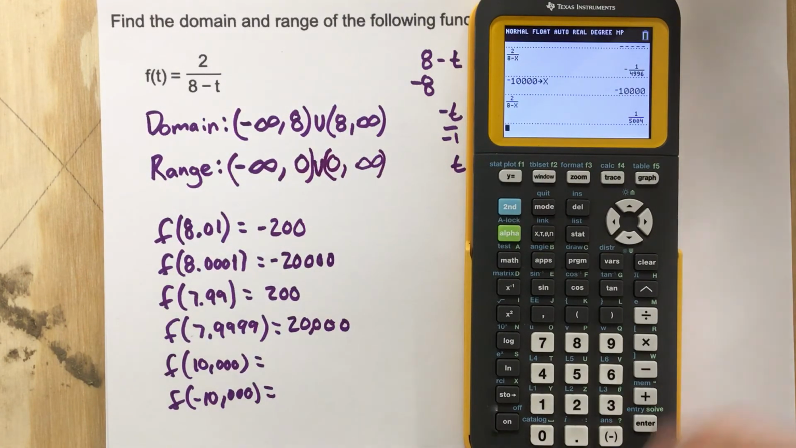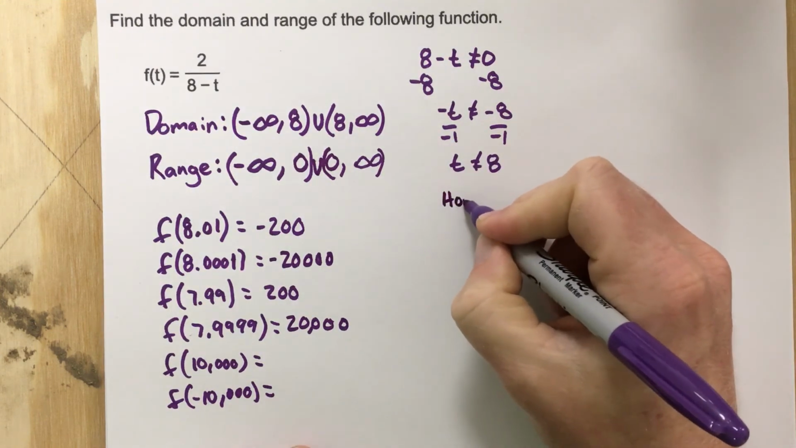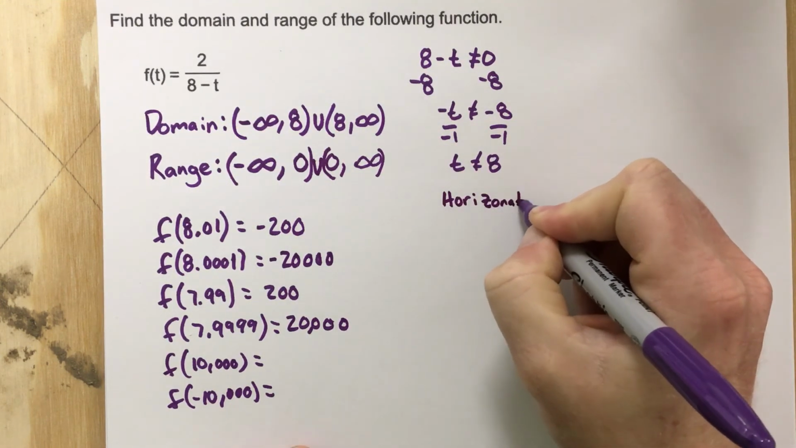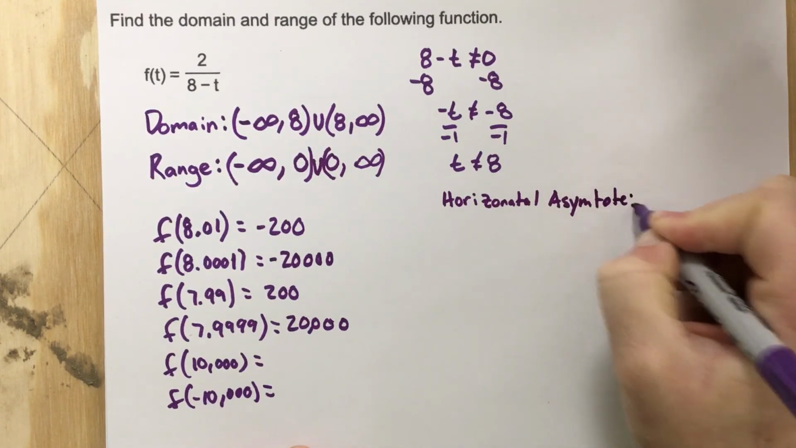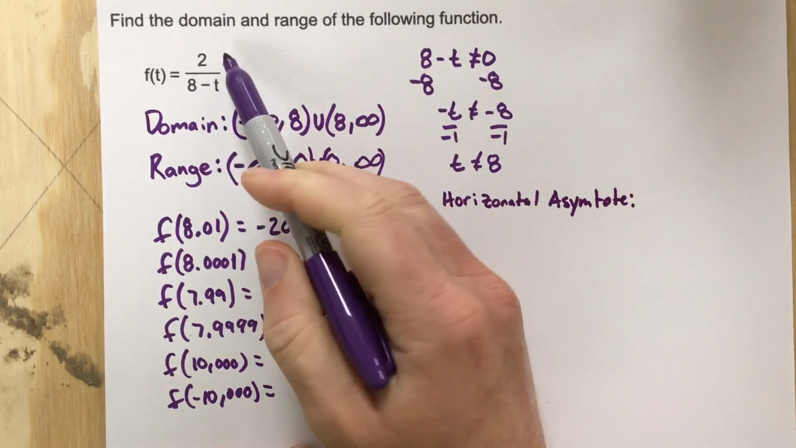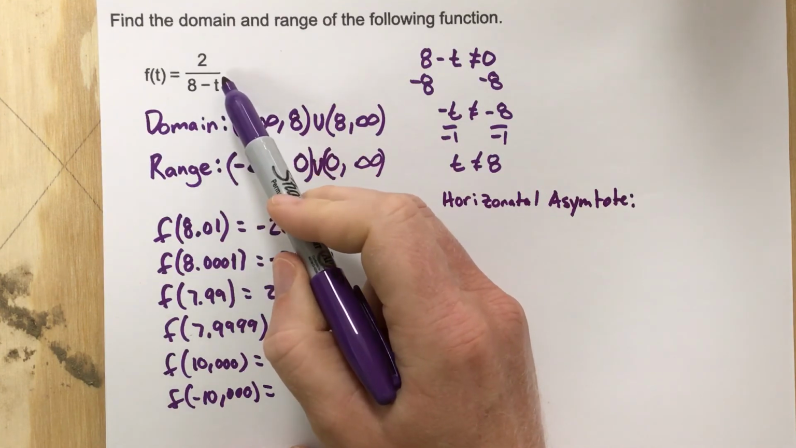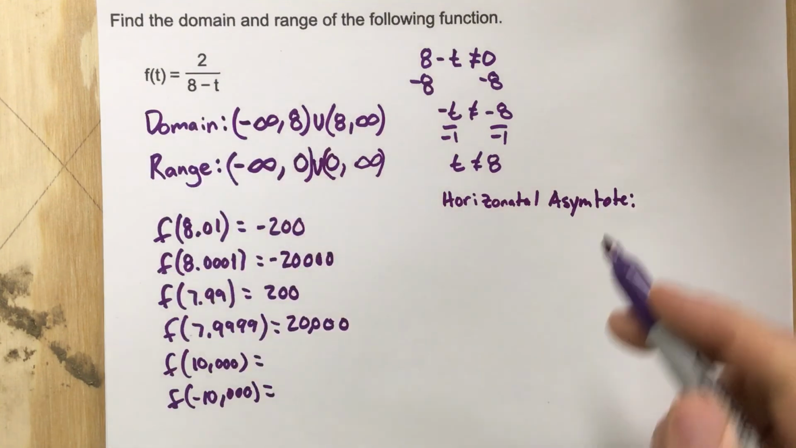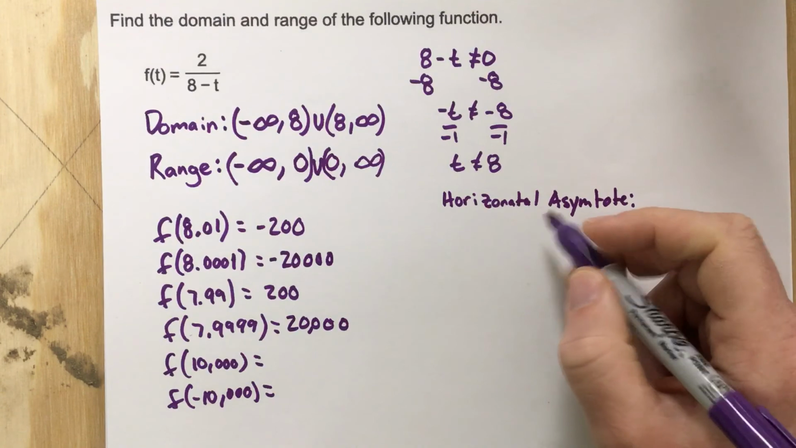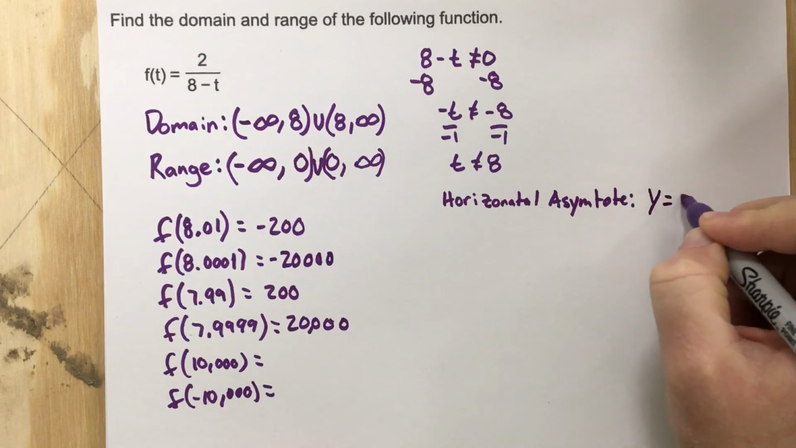Now, I can also look at this using a horizontal asymptote. For this function, the degree on top is 0, the degree on the bottom is 1. Because it's bottom heavy, the rules for a horizontal asymptote tell you that you automatically have a horizontal asymptote at y equals 0.